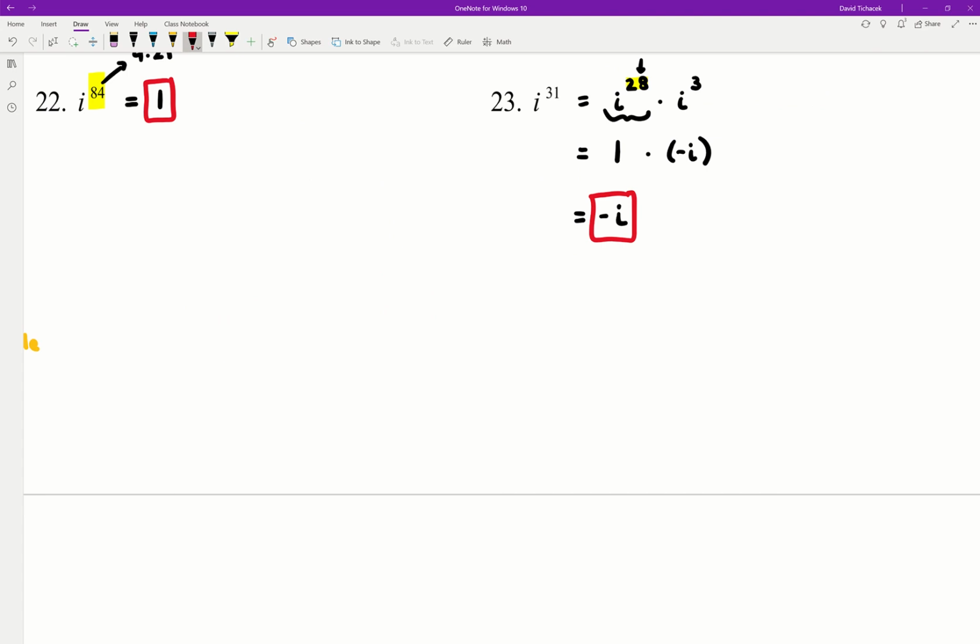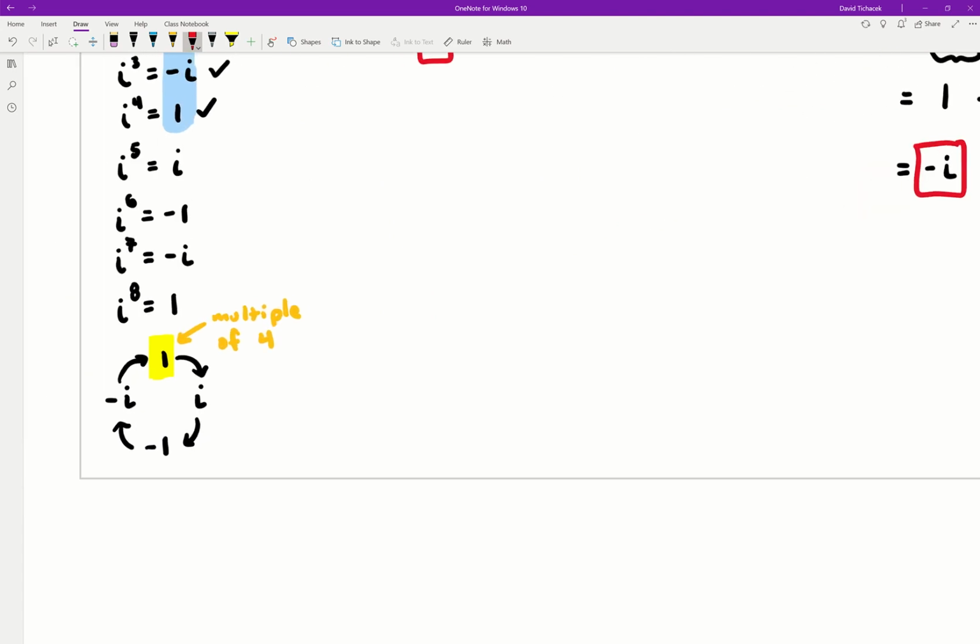So again, what you could do is you could go back to the wheel and you could cycle around it 31 times and see that you do, in fact, land on the -i in the wheel, but that would be pretty tedious and take a lot of time, okay?